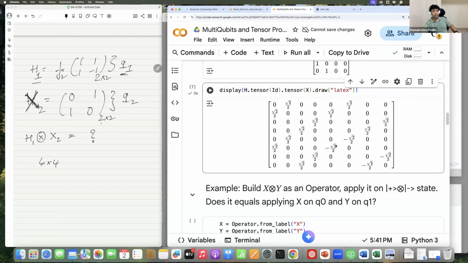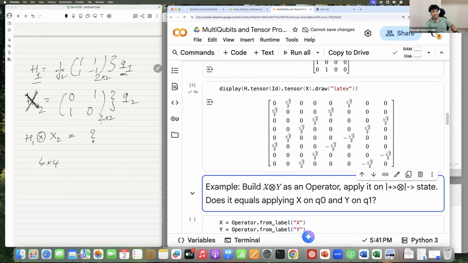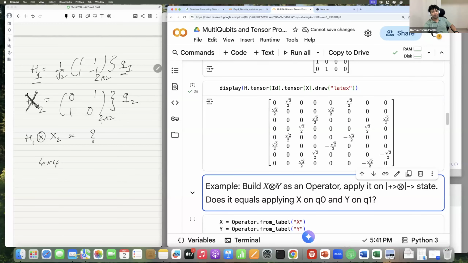Okay. So the next question is, suppose we build some operator X tensor product with Y. That is, X is applying Pauli X gate, that is Stern-Gerlach along X axis. Y is applying Stern-Gerlach along Y. So if I build an operator like this and I apply it on a state that looks like plus tensor product with minus, does this equal applying X on qubit 0, which is plus state, and Y on minus state? What do you think?